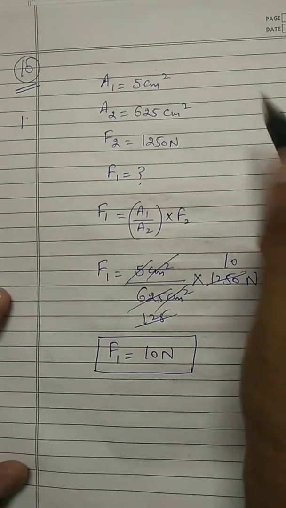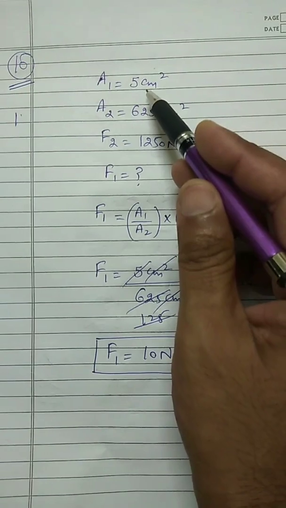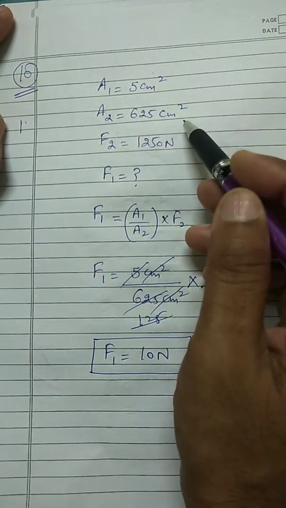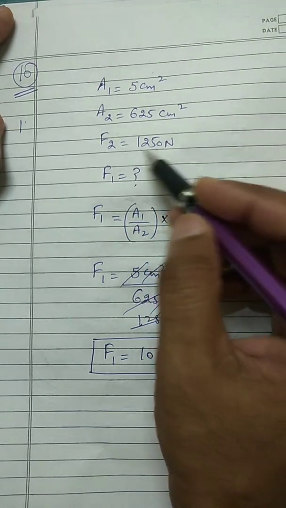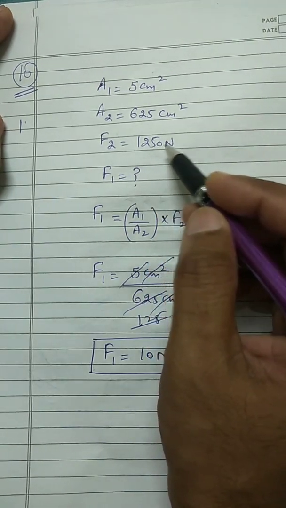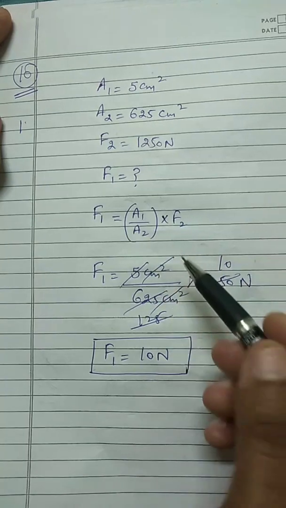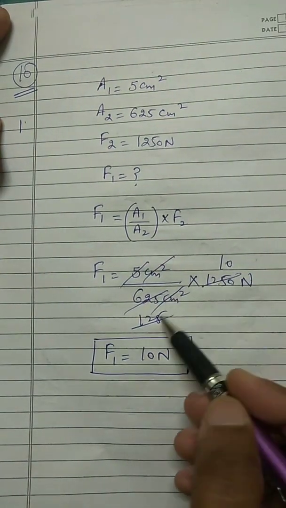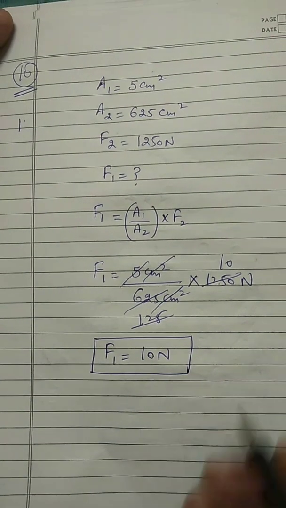In the 10th numerical, again the area A1, the smaller one, is 5 centimeter square, A2 is 625 centimeter square, and F2 is equal to 1250 Newton. Now F1 you want to find, A1 upon A2 into F2. By substituting the values, you get the answer F1 is equal to 10 Newton.